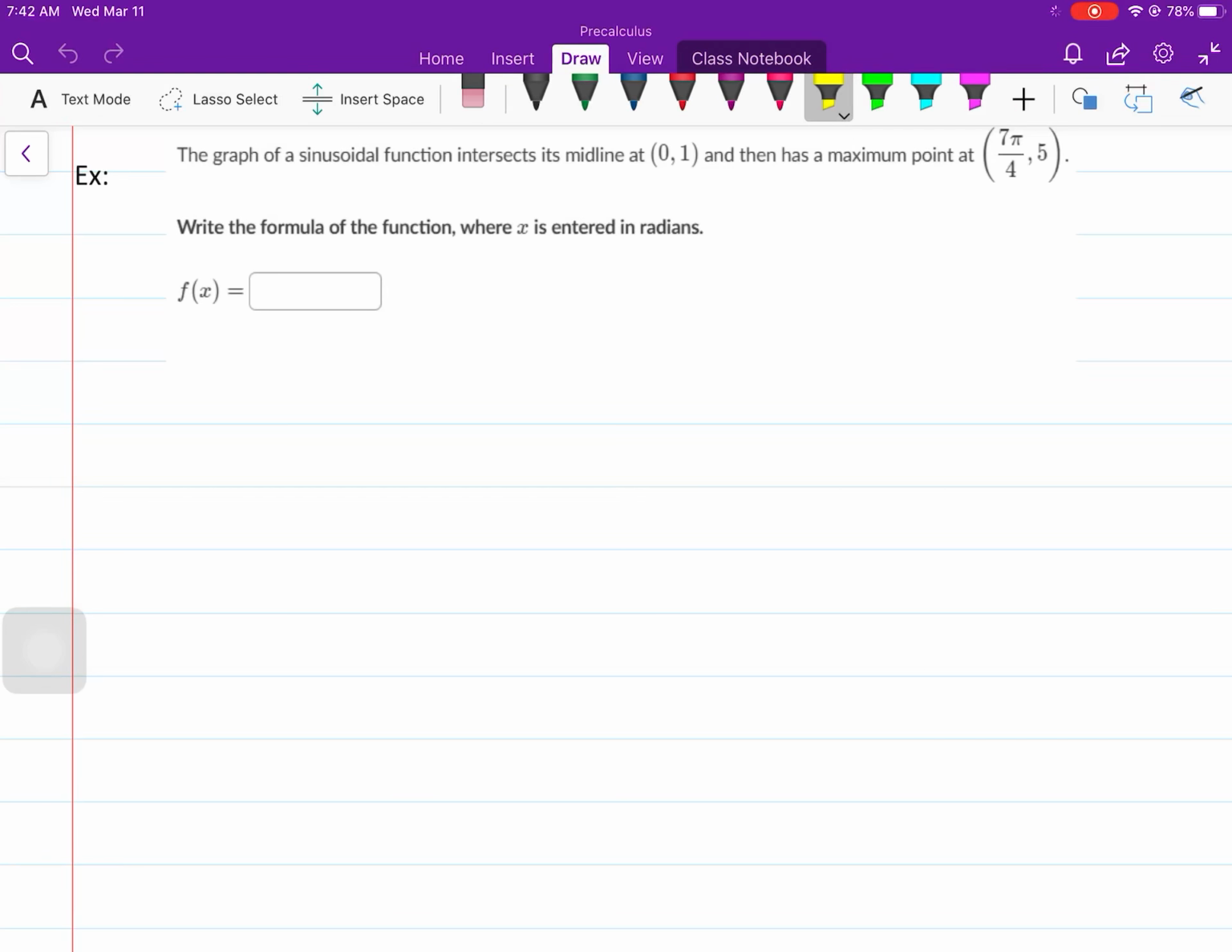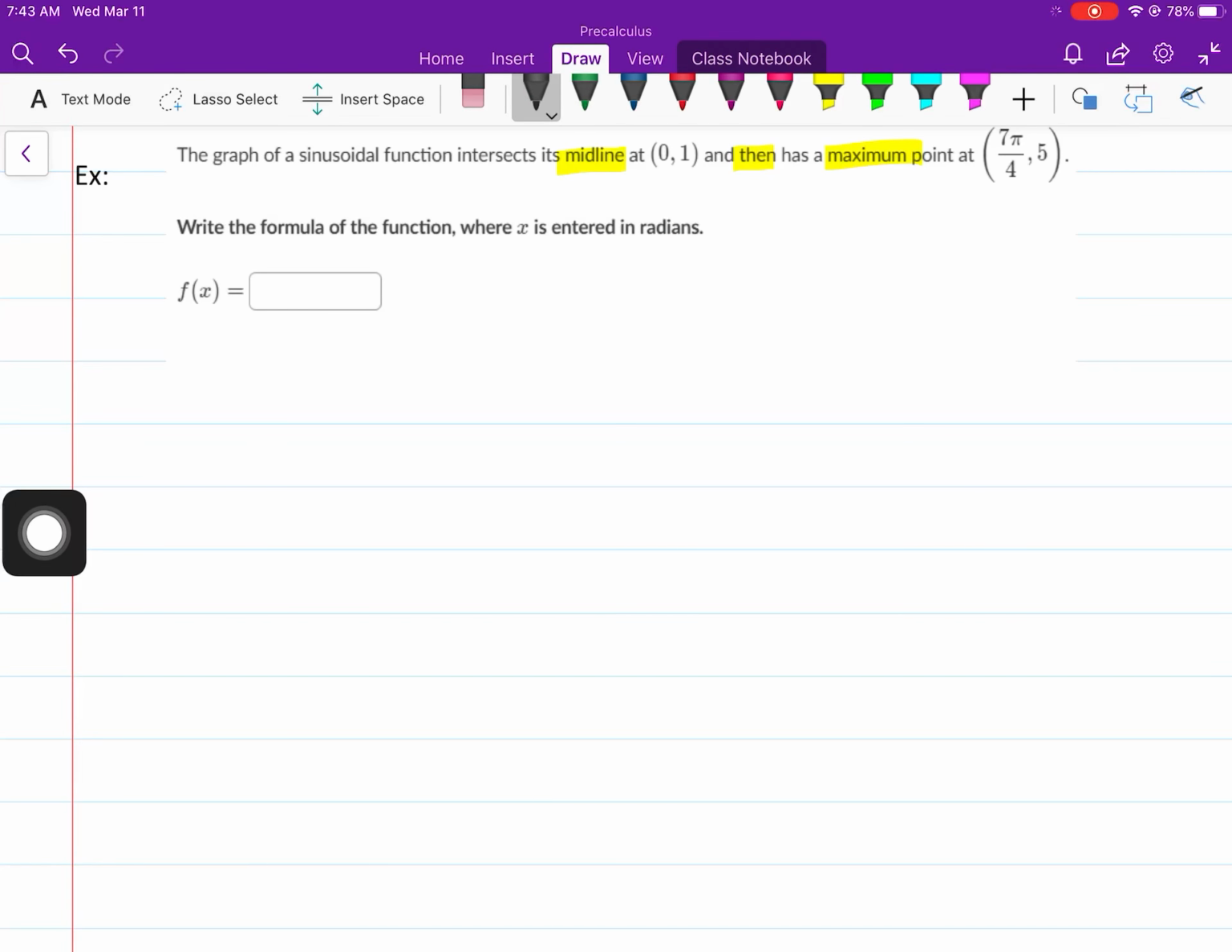All right, guys, so what we're going to be doing here is writing our formula for our sine or cosine function that has a midline at (0, 1) and then a maximum point at (7π/4, 5). So let's start by thinking, are we going to use sine or cosine?